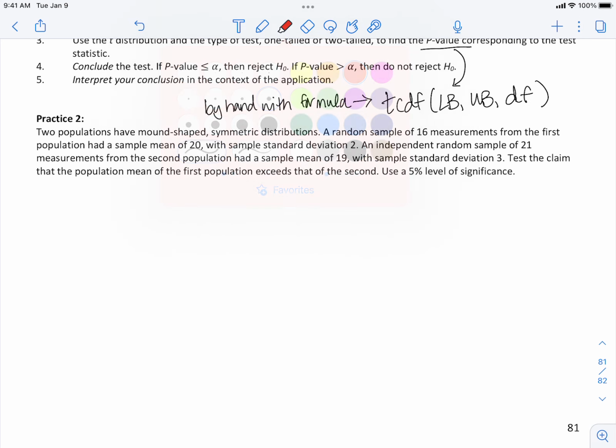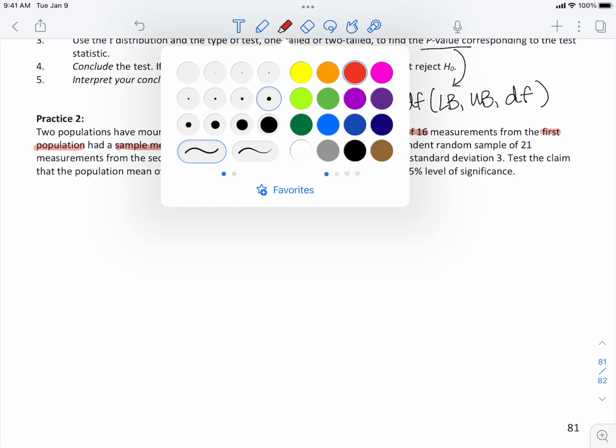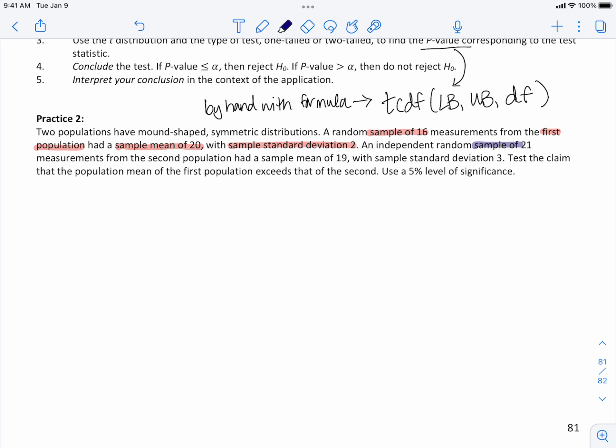So let's highlight. We have a random sample of 16 from the first population, sample mean of 20, sample standard deviation 2. Our second group is a sample of 21 from the second population, sample mean of 19, sample standard deviation 3. And we're testing the claim that the population mean of the first population exceeds that of the second, with a 5% level of significance.